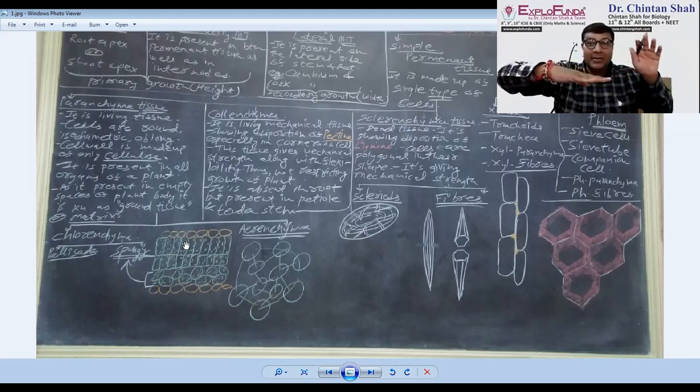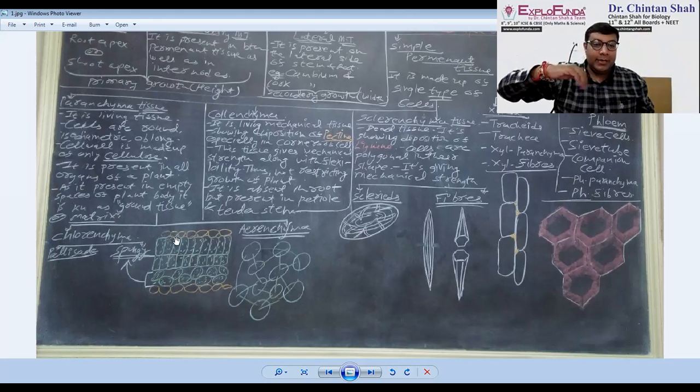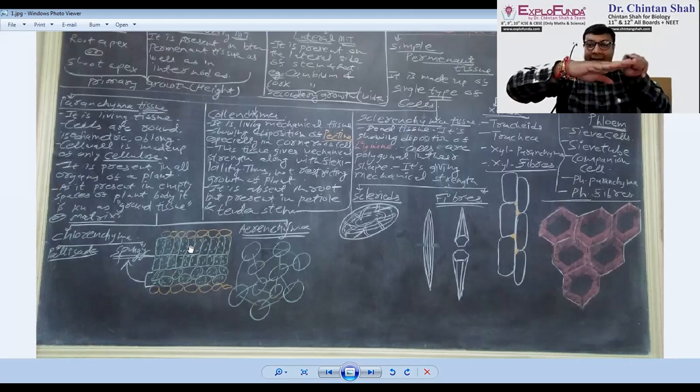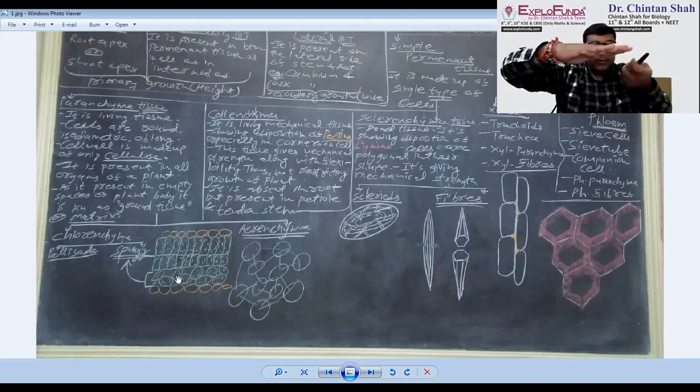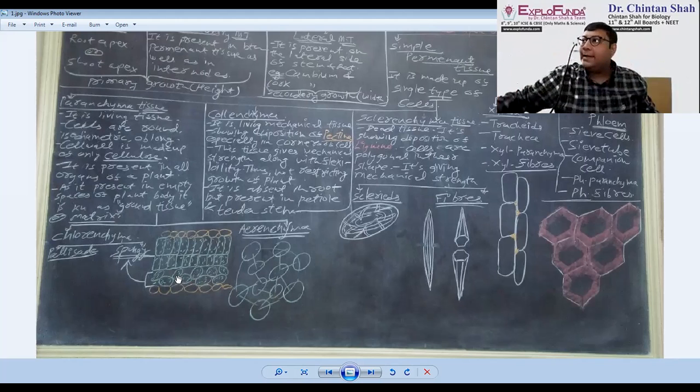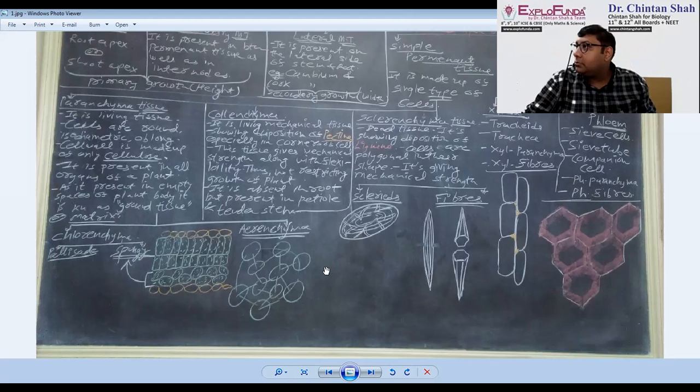Just look at the diagram here. Near the upper epidermis, there is no hollow space. That's why it is dark green in color. But near the lower epidermis, there are some hollow spaces. That's why it is light green in color. Does it make sense to you? Yes, no?